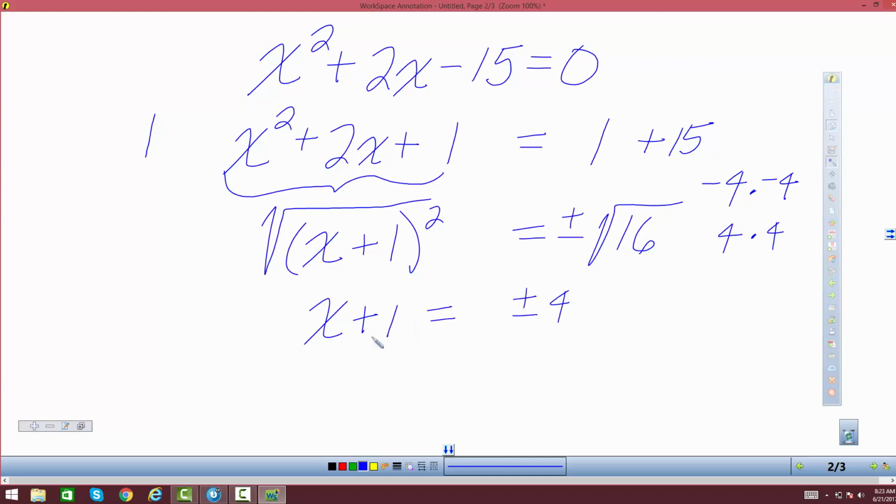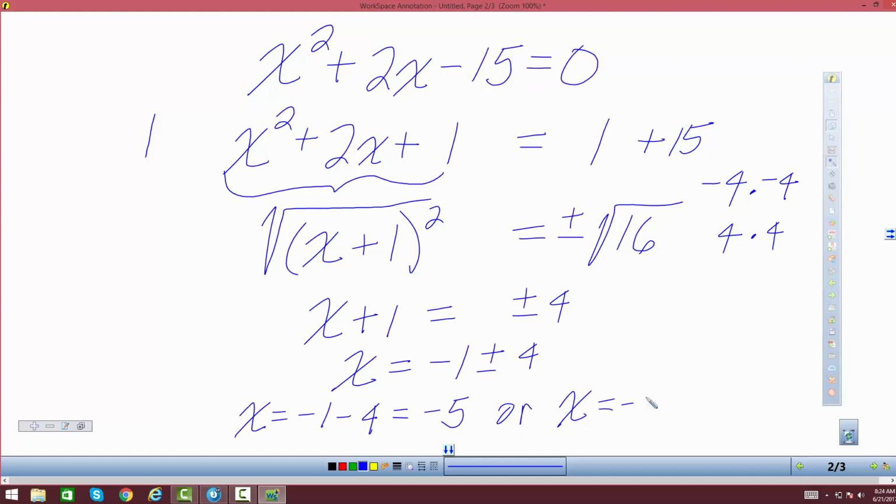The only thing I have left to do is add or subtract a 1 from both sides. So that gives me x equals negative 1 plus or minus 4. So that's really two equations: x equals negative 1 minus 4, which is negative 5, or x equals negative 1 plus 4, which is positive 3, the same two solutions we got before.